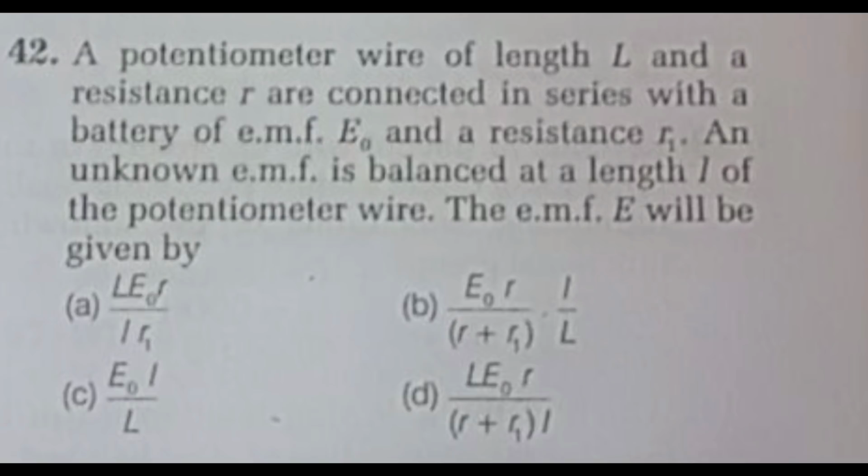Next one, a potentiometer wire of length L and a resistance R are connected in series with a battery of e.m.f. E0 and resistance R1. An unknown e.m.f. is balanced at a length l of the potentiometer wire. The e.m.f. E will be given by. And the right one is option B, E0R by R plus R1 into 1 by L.